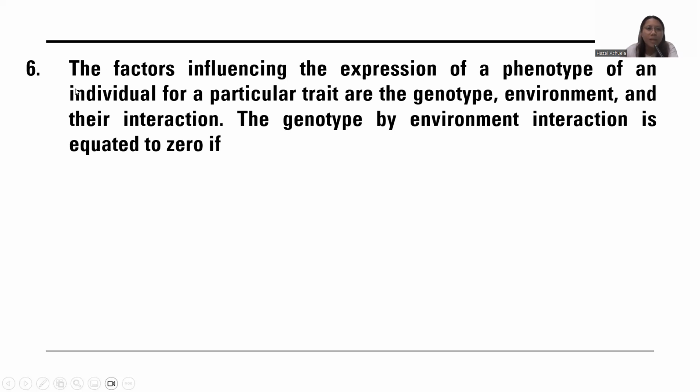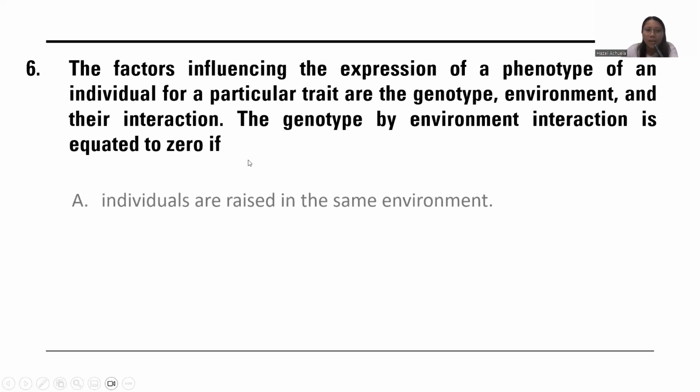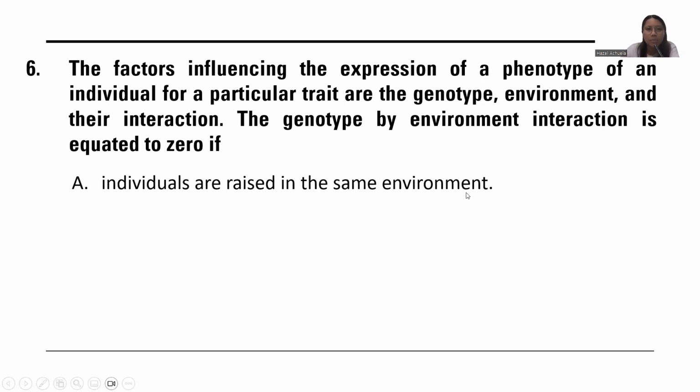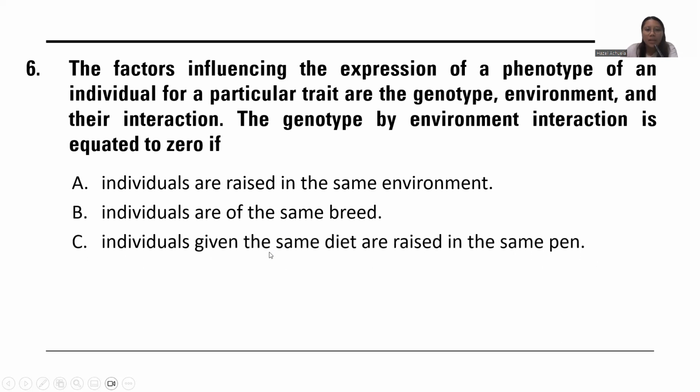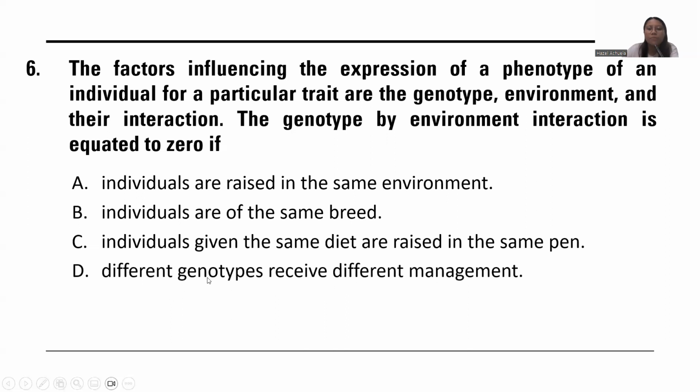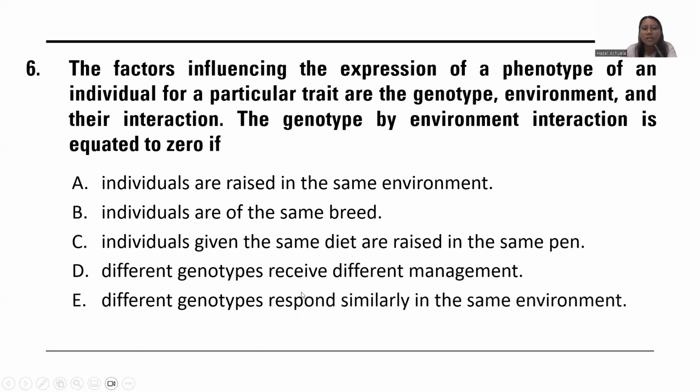This is the question. The factors influencing the expression of a phenotype of an individual for a particular trait are the genotype, environment, and their interaction. The genotype by environment interaction is equated to 0 if A. Individuals are raised in the same environment. B. Individuals are of the same breed. C. Individuals given the same diet are raised in the same pen. D. Different genotypes receive different management. And E. Different genotypes respond similarly in the same environment.